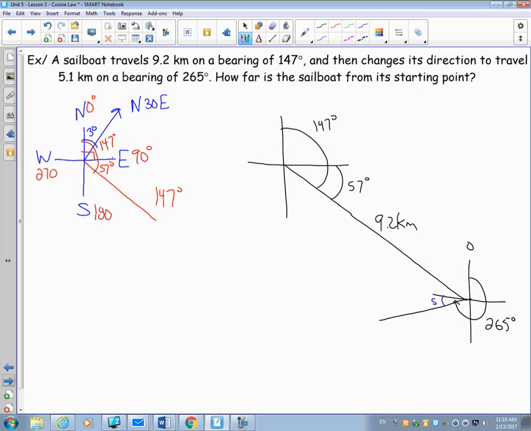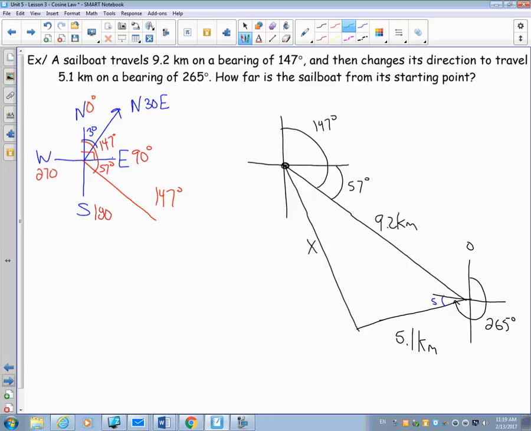Okay. Our boat goes 5.1 kilometers. We want to know how far the boat is from the starting point. So that would be our x. Now it kind of looks like a cosine law question. We have two sides and part of the angle in between, which means we should be able to use the cosine law.